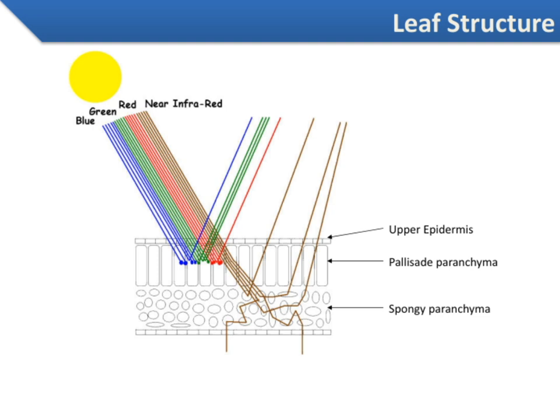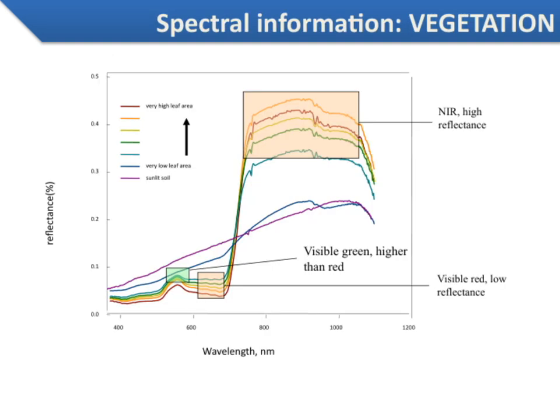Let's take a closer look at the spectral information related to vegetation. As you can see, vegetation reflects visible green light more than red light, which is a key point because it helps us distinguish healthy green plants from other surfaces. The red reflectance is relatively low in healthy vegetation, indicating that leaves absorb red light efficiently for photosynthesis.